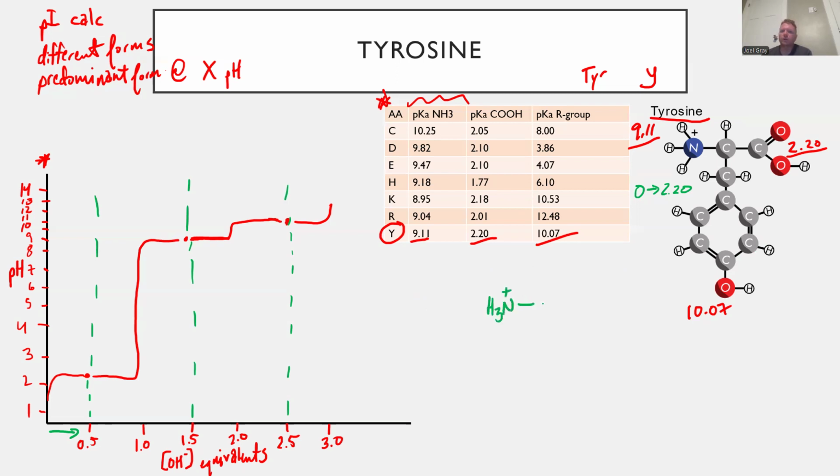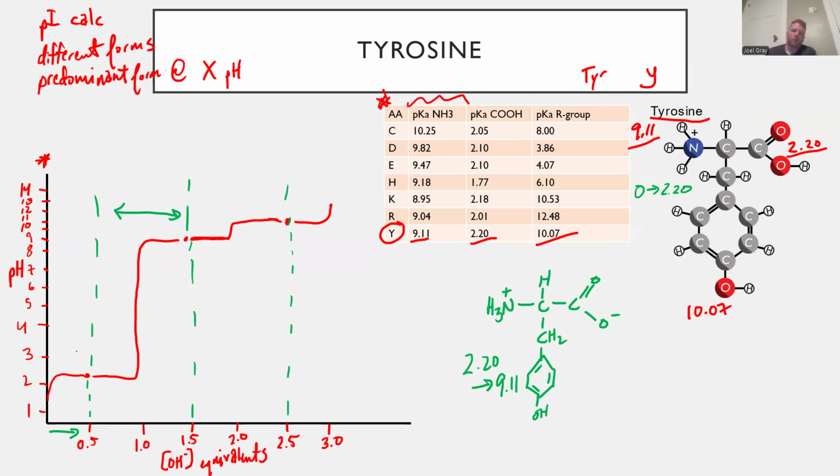H3N. So my N terminus is protonated. I've got my alpha carbon. My carboxylic acid is a carboxylate ion. My alpha carbon has a hydrogen. Then here's my R group, CH2, with my ring. So this is what the molecule looks like from a pH of 2.2 all the way up to my next pK, which is 9.11. So within this range.